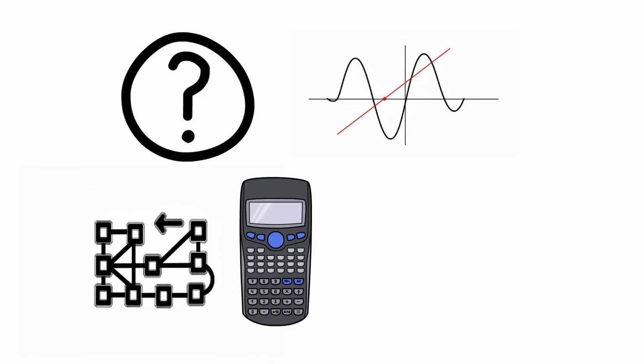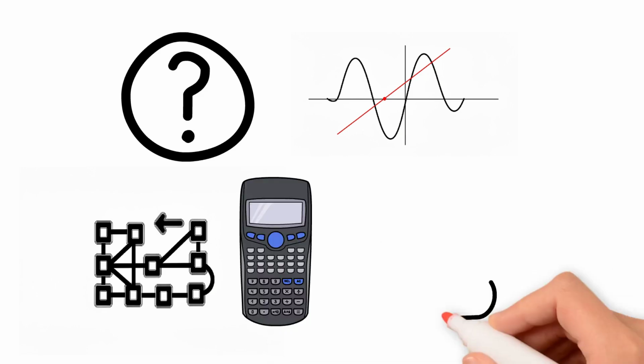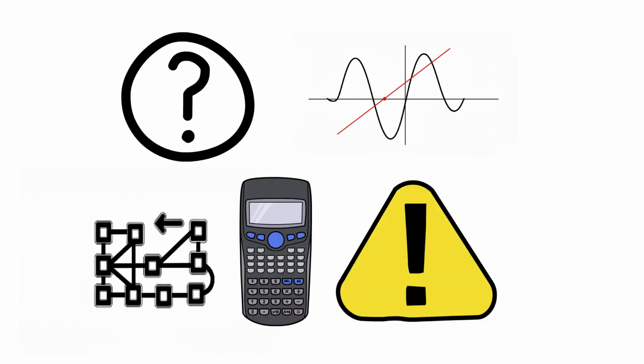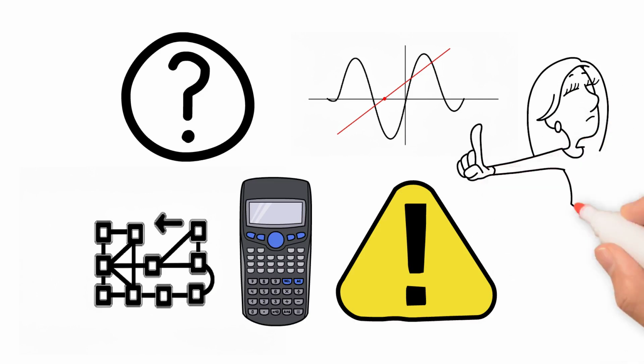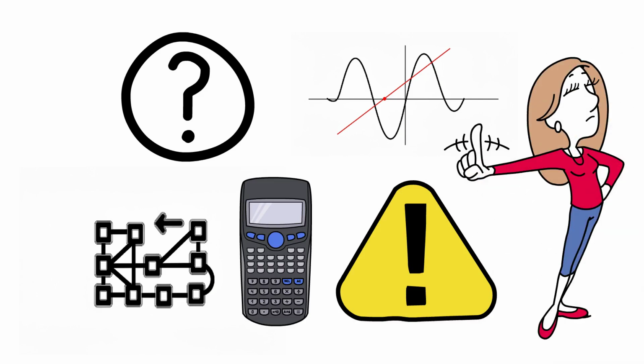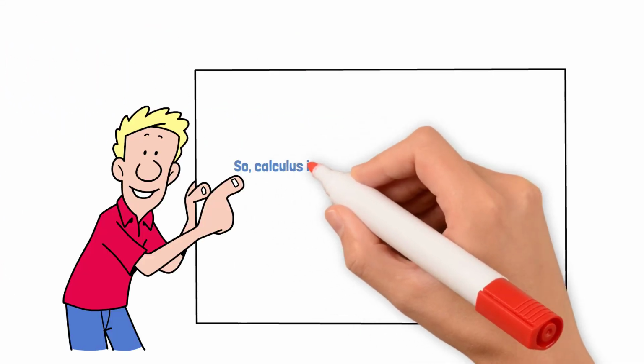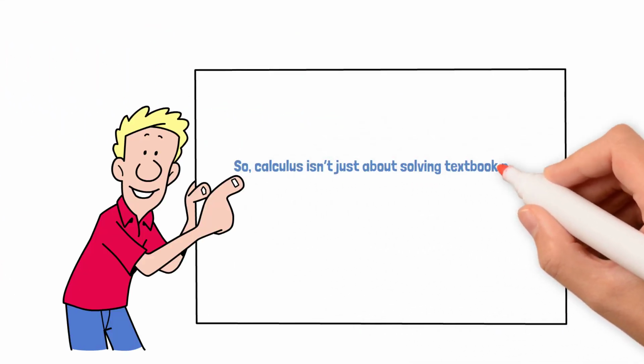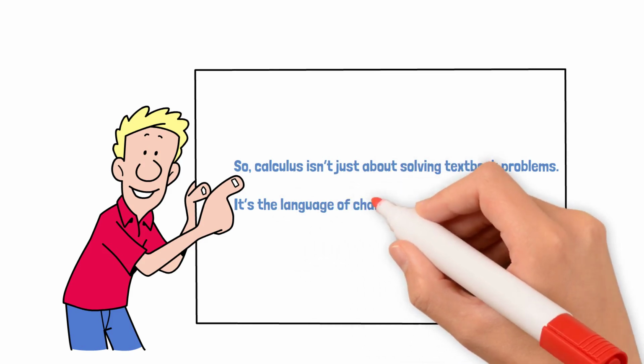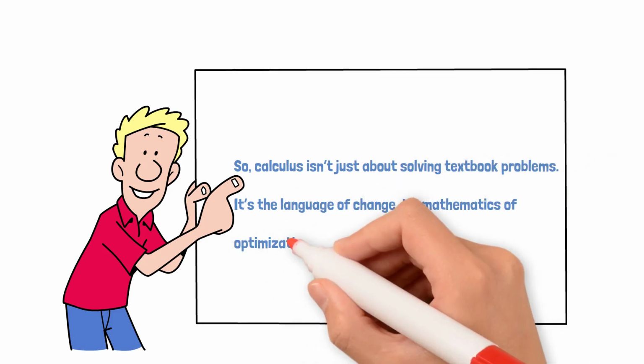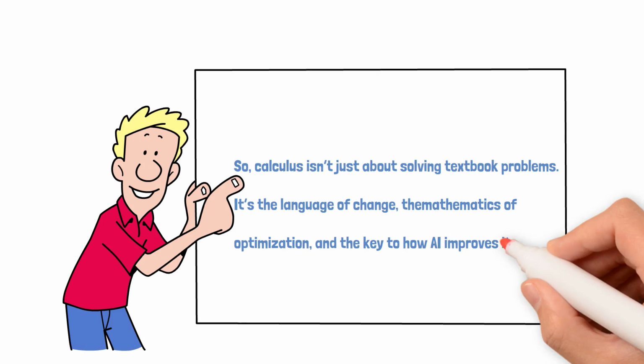And how do we adjust every single weight in a neural network? Through a process called backpropagation. This is where derivatives are used layer by layer, calculating how much each weight contributes to the error and then updating them to make the models smarter. Without calculus, machines wouldn't learn, they would just guess randomly. So calculus isn't just about solving textbook problems, it's the language of change, the mathematics of optimization, and the key to how AI improves itself.